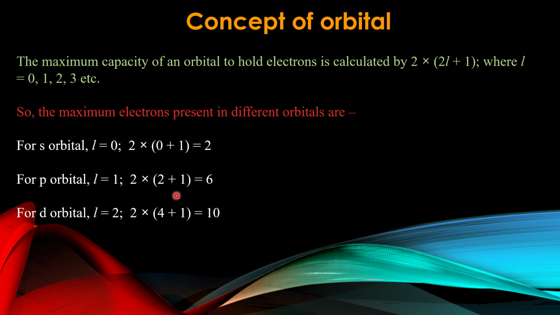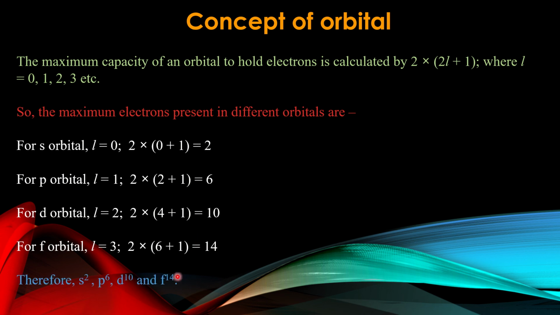In this way, for d orbital, when L is 2, then it comes to 10. The maximum electron holding capacity of d orbital is 10. And for f orbital, it comes to 14. The maximum electron holding capacity of f orbital is 14.